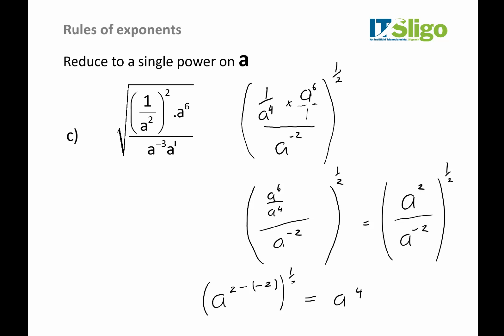And now the half has been waiting patiently for its turn. We multiply these. Don't ever try and bring the half in, guys, until you've got it down to a single term. And finally now we'll get a to the power of 2.